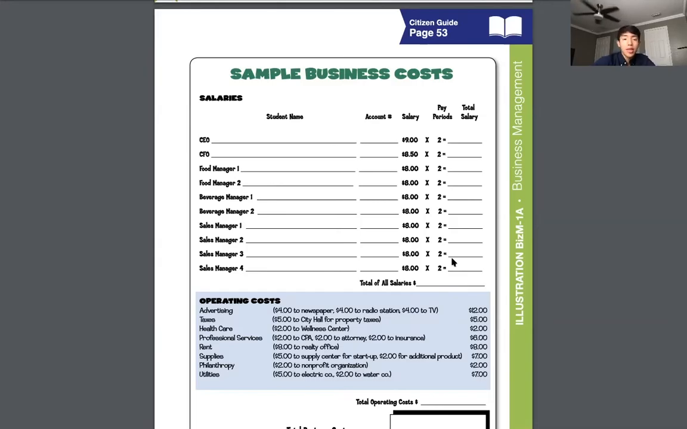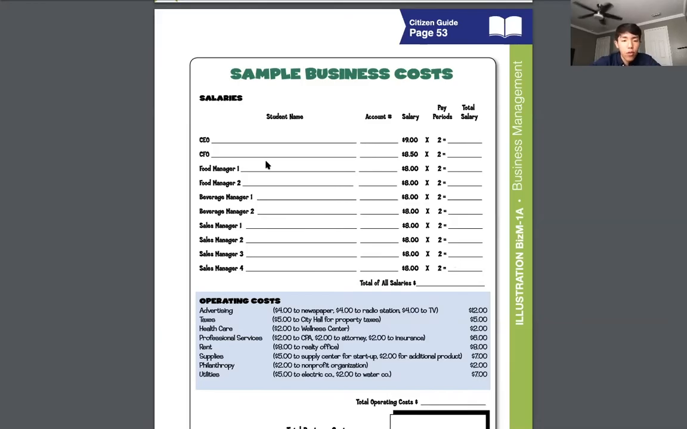Pretty sure you guys know basic multiplication. 9 times 2 is 18. So our total salary for the CEO position is $18. We go down one more. We're going to do the same for the CFO. $8.50 times 2 is 17. So the total salary that we pay out to the CFO is 17.